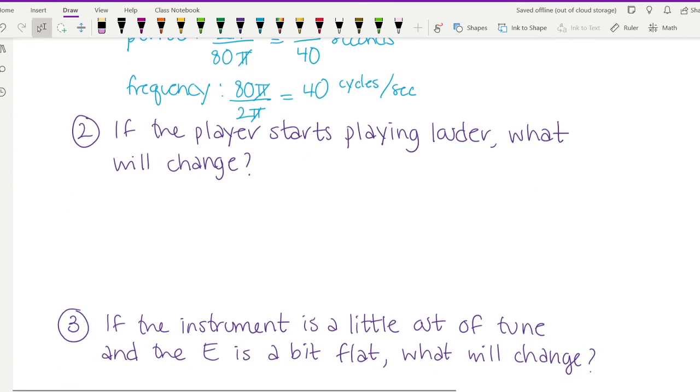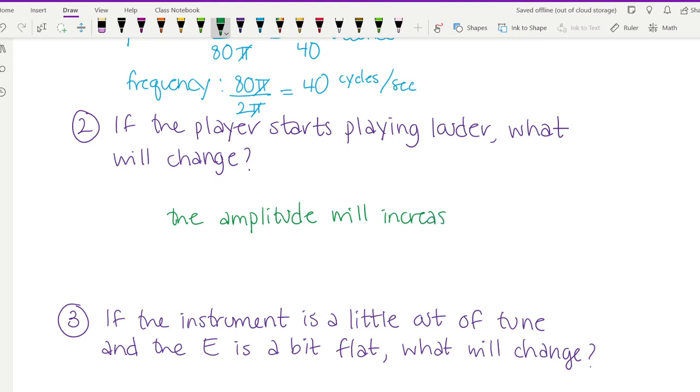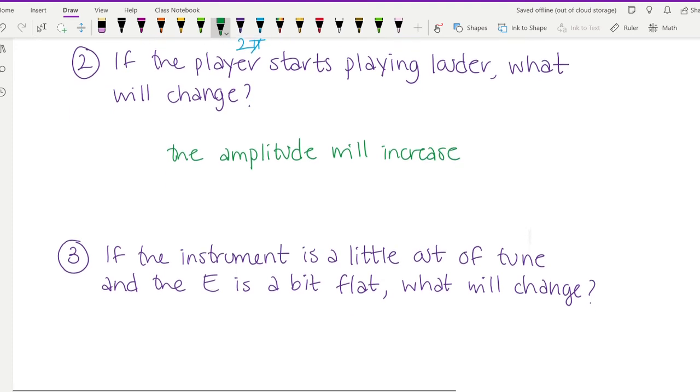All right, next question. If the player starts playing louder, what will change? So this is something we talked about earlier, which is what is it that affects the loudness? That is the amplitude, right? So the amplitude will increase, but the frequency won't change unless they change their note. So louder sound just means bigger waves in terms of their tallness.